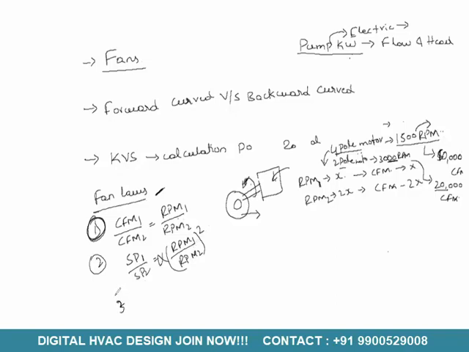Similarly, the third law we have is power: HP1 by HP2 is equal to RPM1 divided by RPM2 to the power of 3. Okay, these are the formulas.